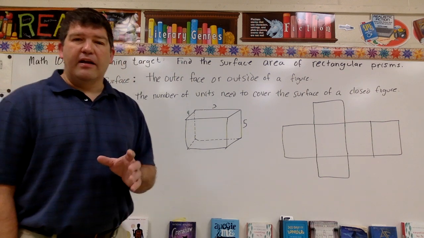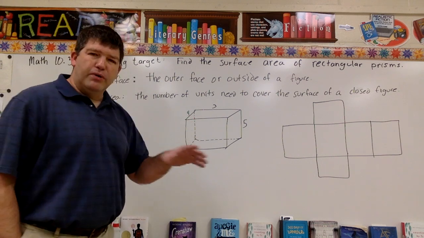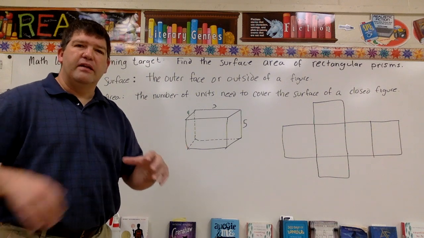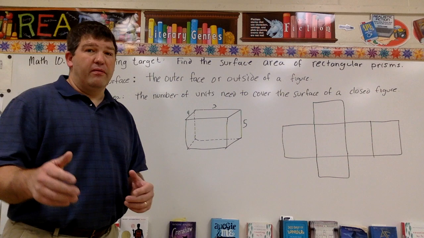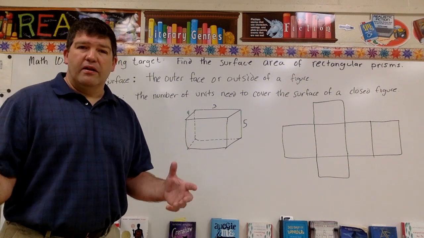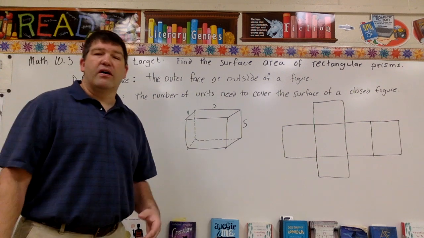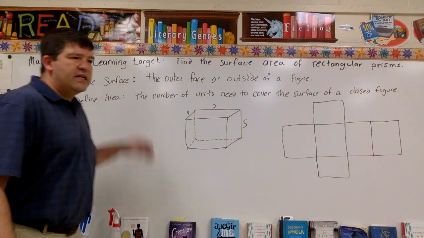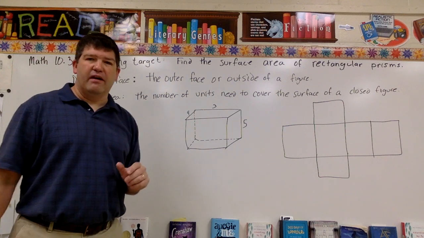All right, let's define a couple things. When you break it apart, it's just getting little parts of it and then putting it all together. But we've got to talk about surface and about area. We've already talked a lot about area, finding the area of a parallelogram, finding the area of a triangle, finding the area of anything. Okay? But let's talk about surface. The surface is the outside, the outer face of a figure.